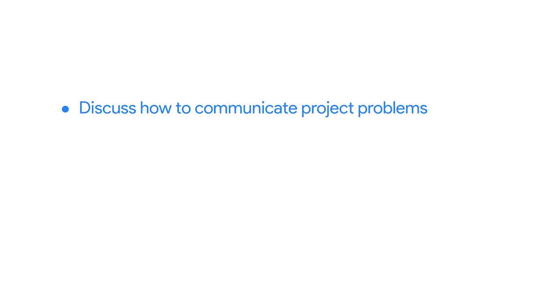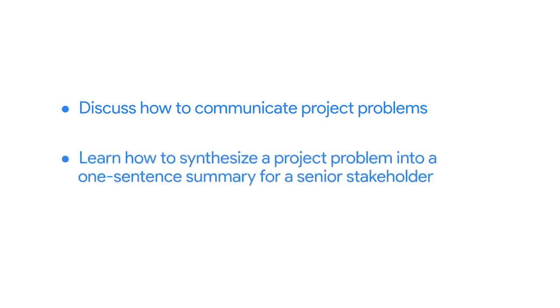Hi there. So far in this course, you've had the chance to practice communicating about key aspects of the project, like deliverables, scope, timeline, and budget. In this video, I'll discuss how to communicate project problems. In the upcoming activity, you'll learn how to synthesize a project problem into a one-sentence summary for a senior stakeholder.